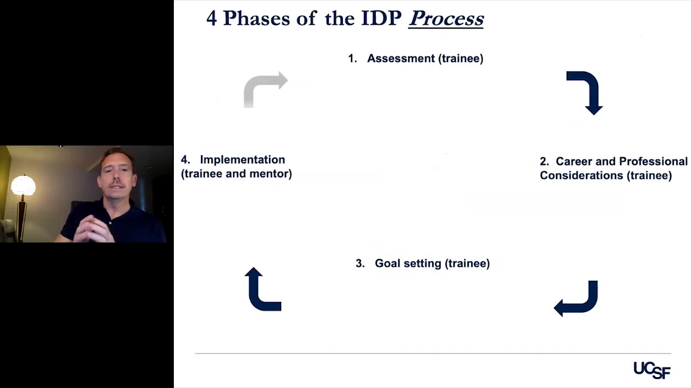There's an assessment that the trainee does. There's a career and professional considerations phase. There's a goal setting phase. And then all those 3 phases are done by the trainee, by the student or postdoc. And then the trainee and mentor have the implementation phase, which is a discussion about that.